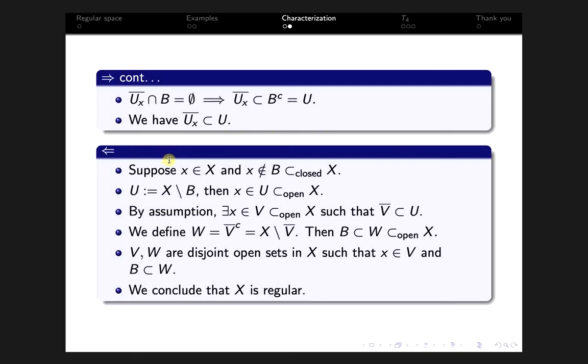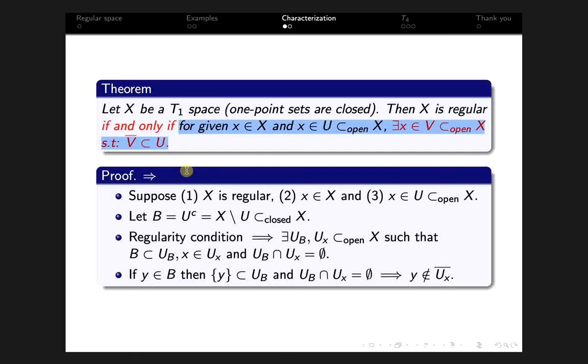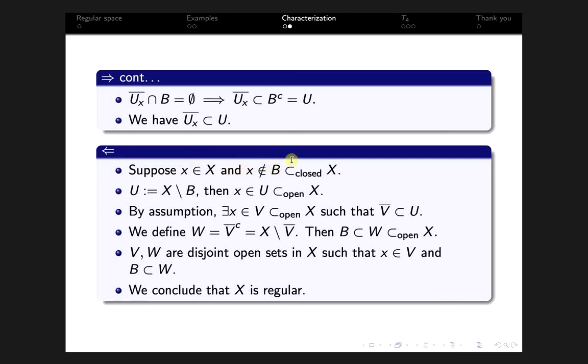So what to prove? Basically for regularity, you have to show that for every point x and closed subset in X, such that x is not in the closed set, which we have denoted by B. So suppose x belongs to the topological space X, and little x is not in B, where B is a closed subset of X. We have to show that there are open sets in X containing little x and B, and these open sets are disjoint. So basically we have to separate this point and B by disjoint open subsets in X.